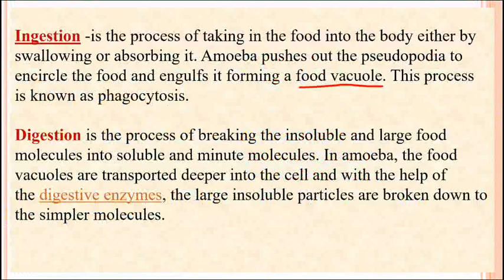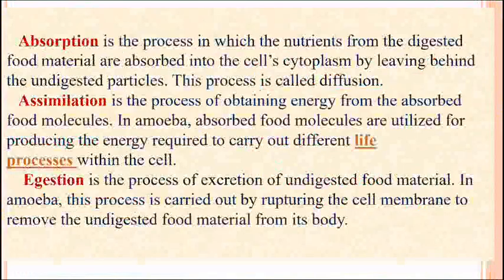Next is digestion. Now digestion is the process of breaking the insoluble and large food molecules into soluble and minute molecules. In amoeba, the food vacuoles are transported deeper into the cell. That means food is actually converted into soluble form in the food vacuole with the help of several digestive enzymes which are present inside the cytoplasm, and this is called digestion.